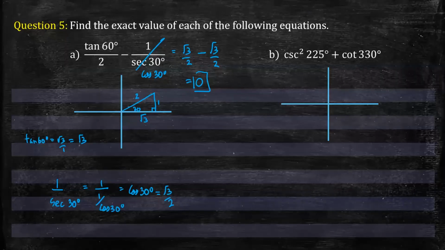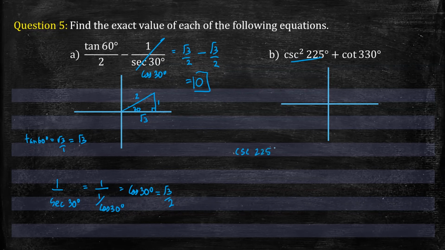In question B, we have cosec squared 225 degrees plus cot 330 degrees. So let's do the first bit first. Cosec squared 225 degrees. So let's just ignore the square for a moment and look at cosec 225 degrees. Now cosec is 1 on sine, isn't it? So we can write that as 1 on sine 225 degrees. That's your reciprocal ratio. So let's think about sine 225 using our diagram, and we'll label it as CAST again.